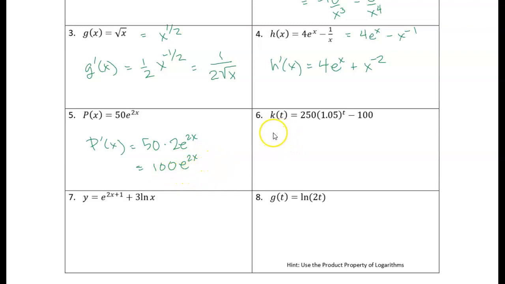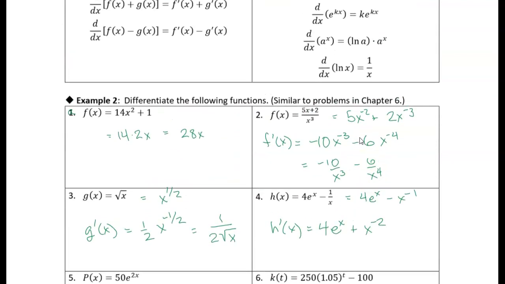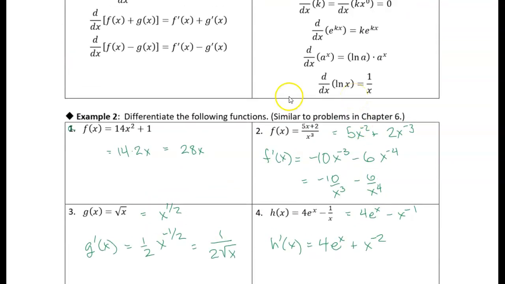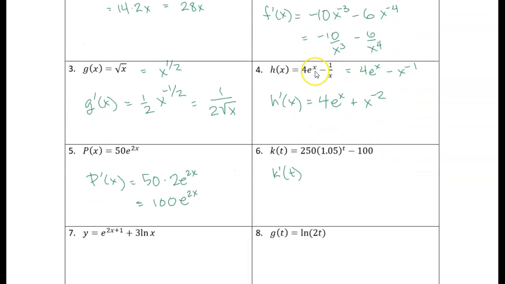In fact, you may already be there. All right, let's take a look at this next one. This is one where it's an exponential function. It's an exponential because the variable is in the exponent. In this case, we're in the form of a to the x, where a in this case is 1.05.